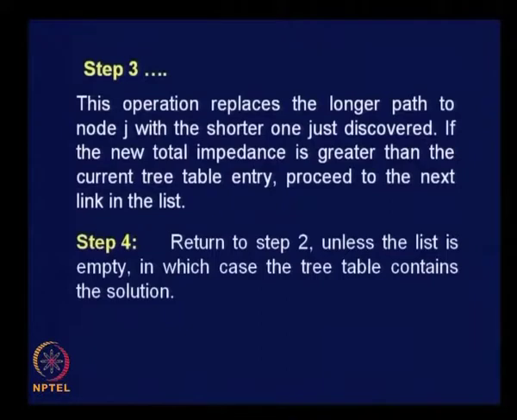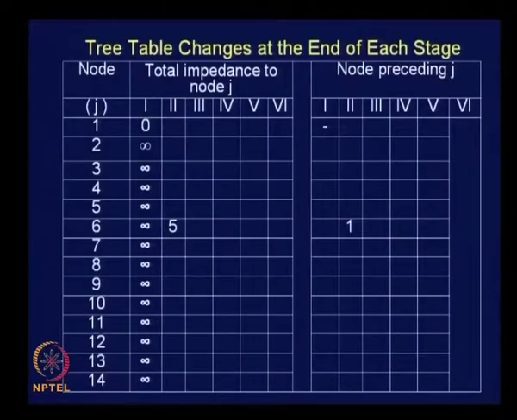Then step 4, return to step 2 unless the list is empty, in which case the tree table contains the solution. So, this is the result that we get on completion of step 2. Are you able to appreciate this point?